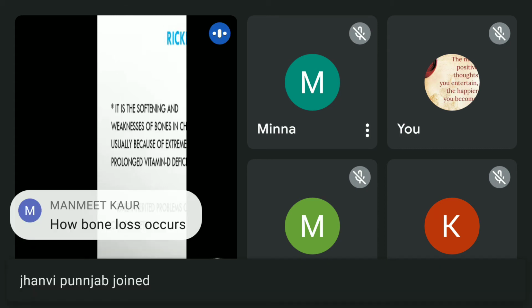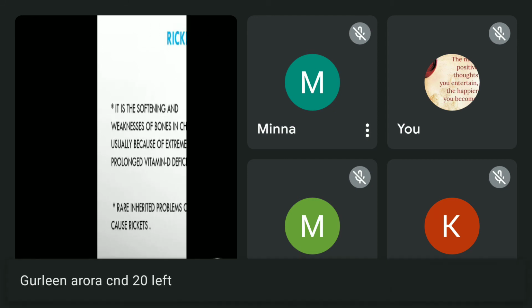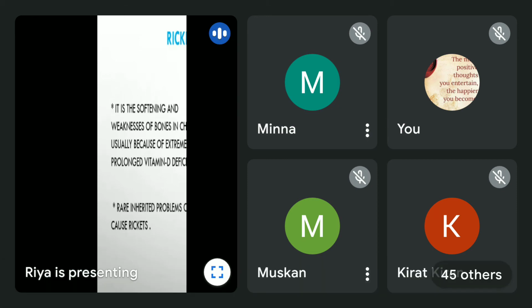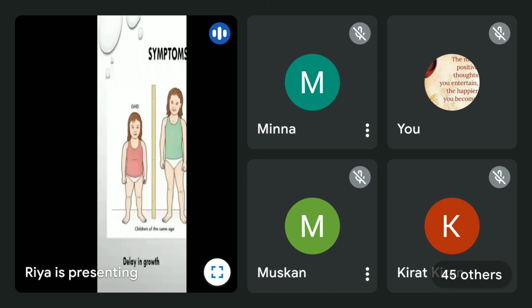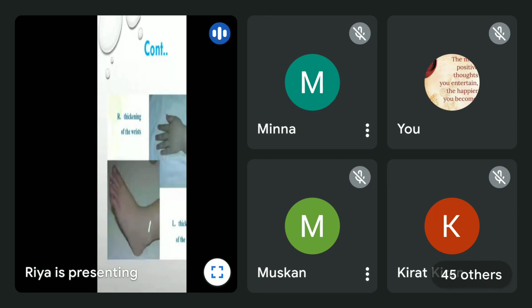The first is rickets. It is the softening and weakness of bones in children, usually because of extreme prolonged vitamin D deficiency. Inherited problems can also cause rickets. Symptoms of rickets: delay in growth, pain in the spine, thickening of the wrist, thickening of the ankles, and bowed legs.